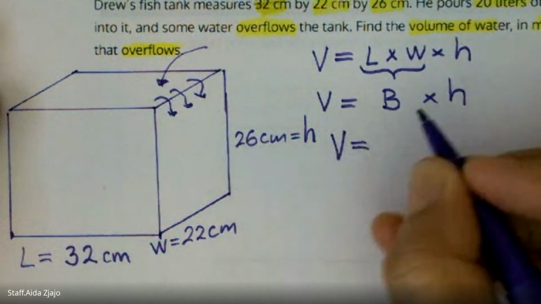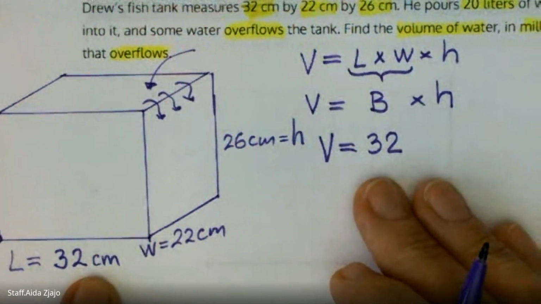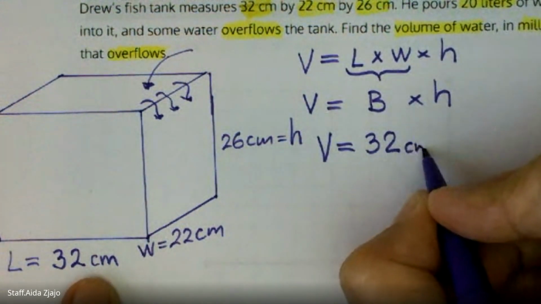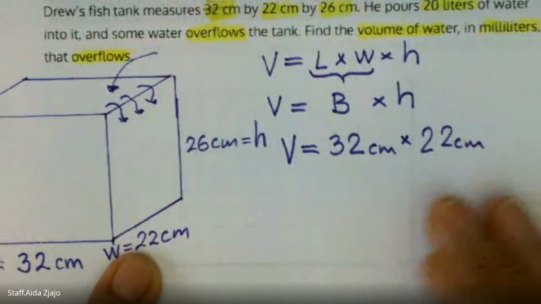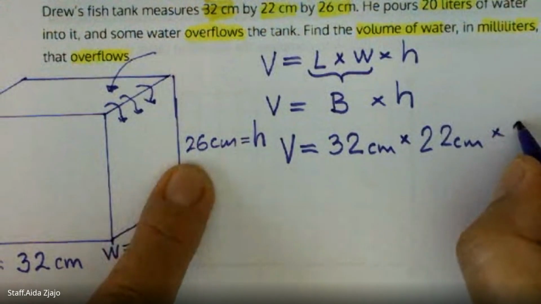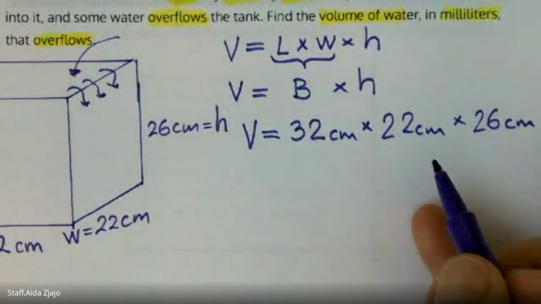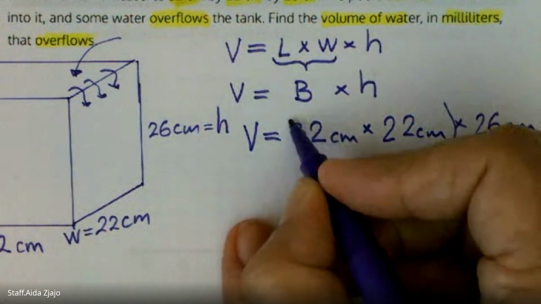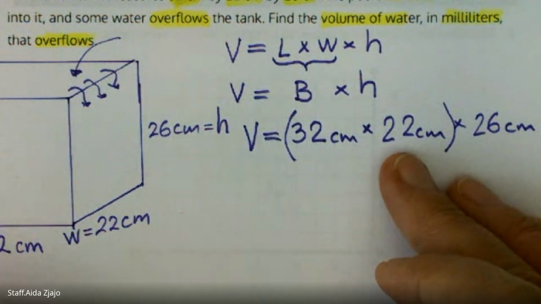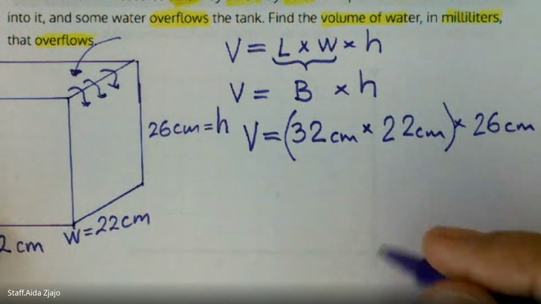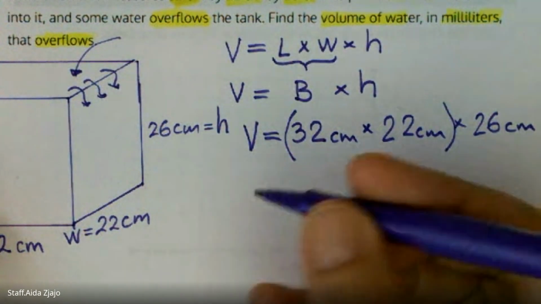Now we're going to substitute the values. So volume equals 32 centimeters times 22 centimeters times 26 centimeters. I am going to do the base first, so I can put parentheses around it: 32 times 22. You have a different choice. You can do the standard algorithm, the distributive property, the area model, or any different strategy.